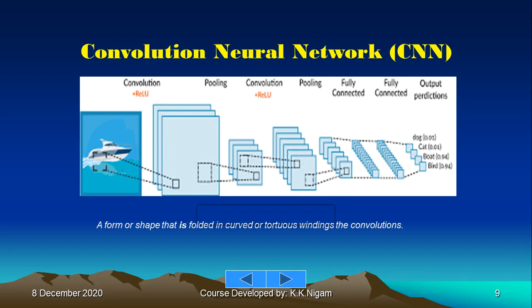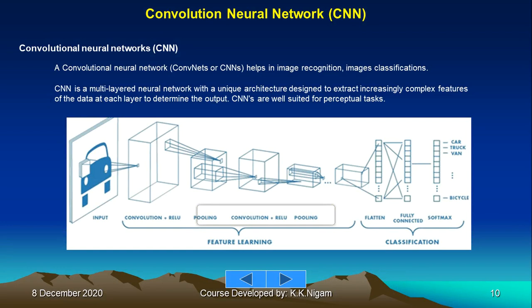Now, CNN or convolution neural network. A convolution is a form or shape that is folded in curved or tortuous windings. That means wherever there is a curved figure or curved image, this can help in recognizing that. So CNN or convolution neural network helps in image recognition, image classification. CNN is a multi-layered neural network with a unique architecture designed to extract increasingly complex features of the data at each layer to determine the output. CNNs are well suited for perceptual tasks.